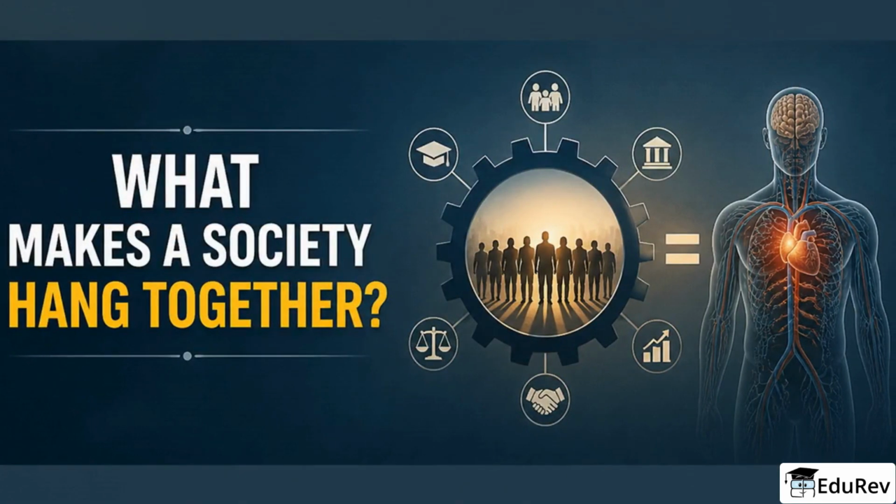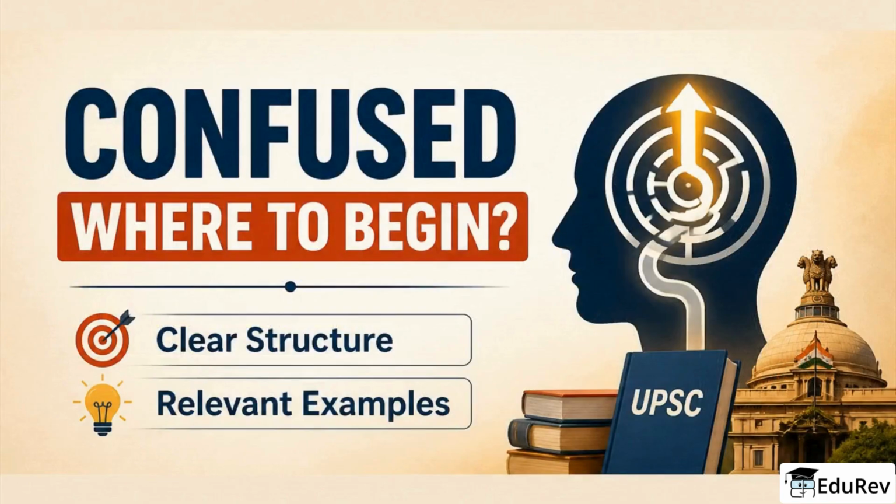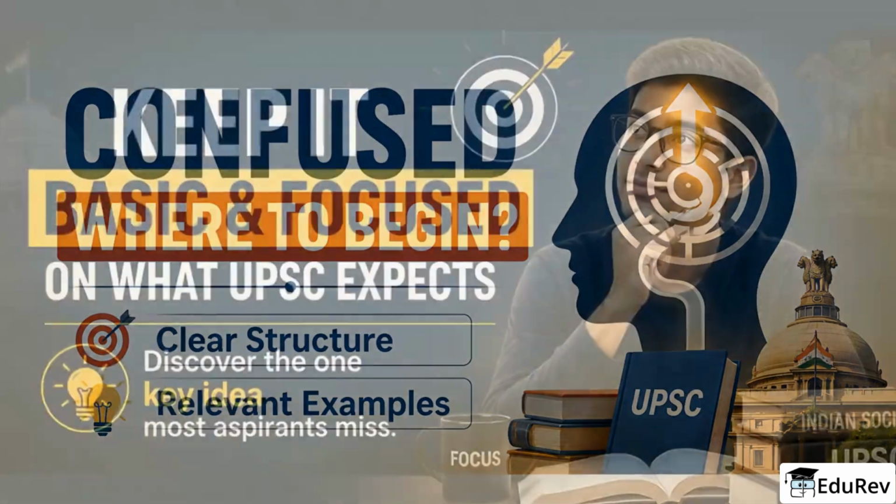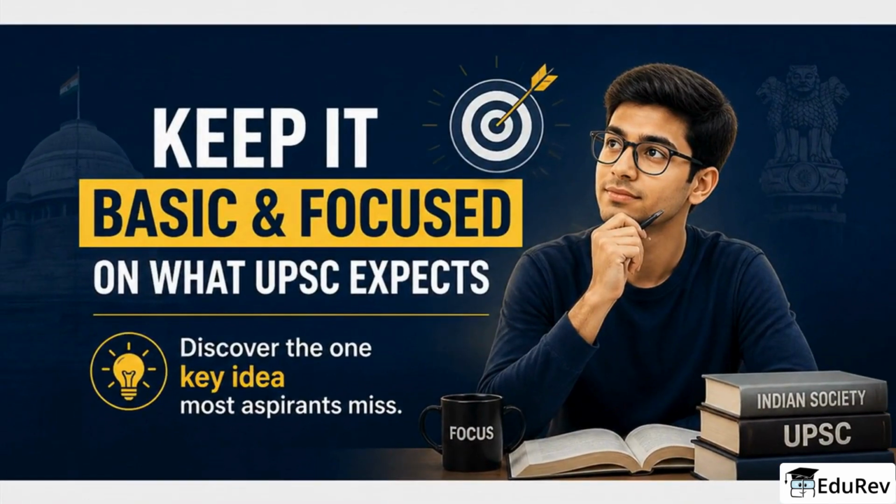What makes a society hang together like a machine or a body? If you are confused about where to begin in your answer, this explanation will give you a clear structure and examples. We'll keep things basic and focused on what UPSC expects. And towards the end, we will understand a key idea that most UPSC aspirants miss.